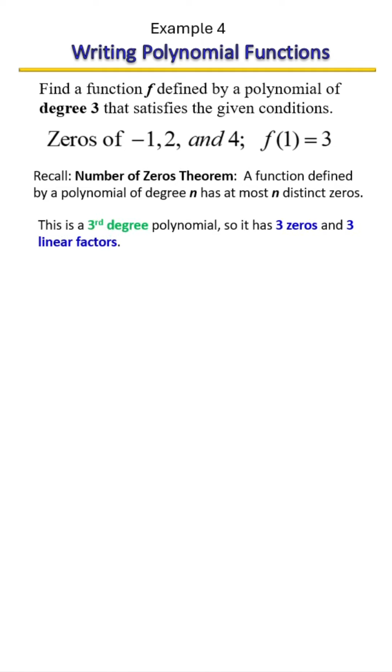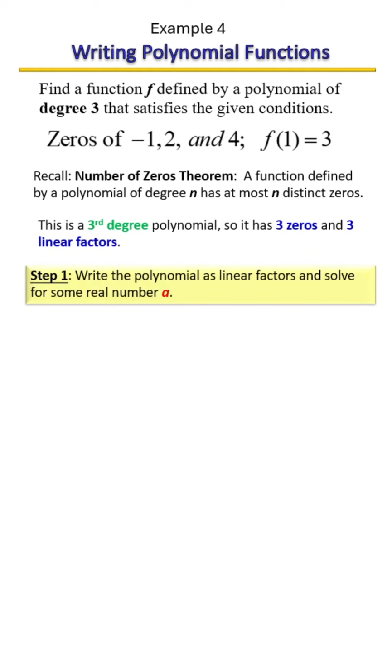So to put it in linear factored form, it's basically putting the variables in. If our 0 is -1, then we write it as x plus 1. A 0 of 2, you write it as x minus 2. And a 0 of 4, you write it as x minus 4. So once we put it in linear factor form, it's going to look like this.